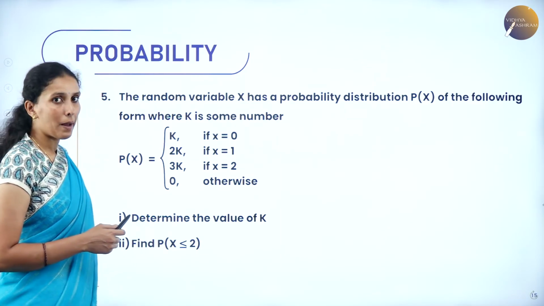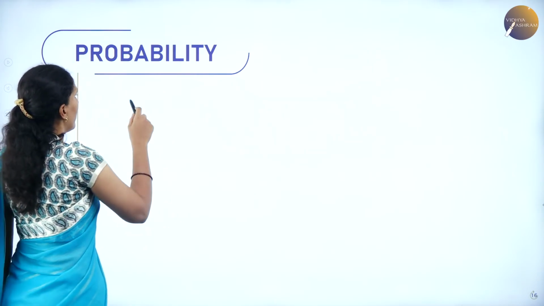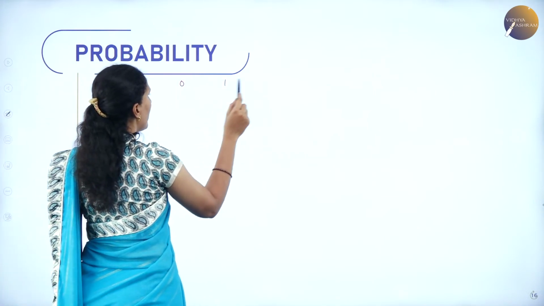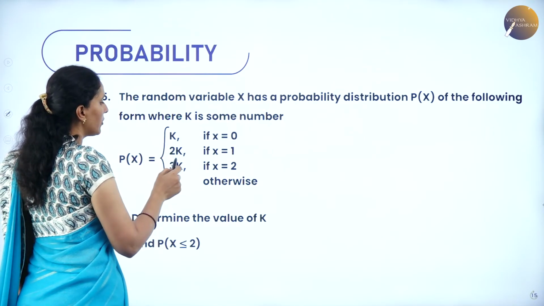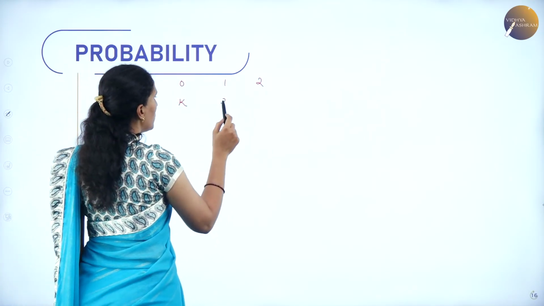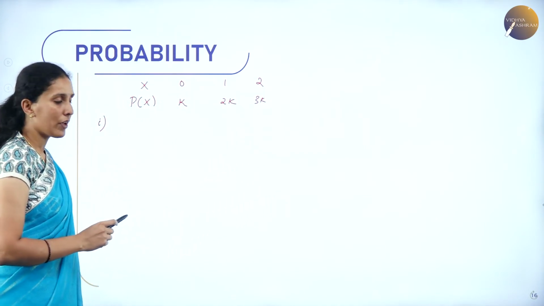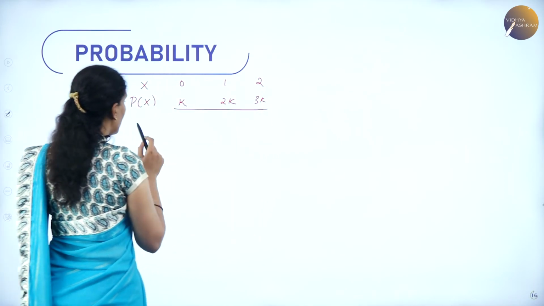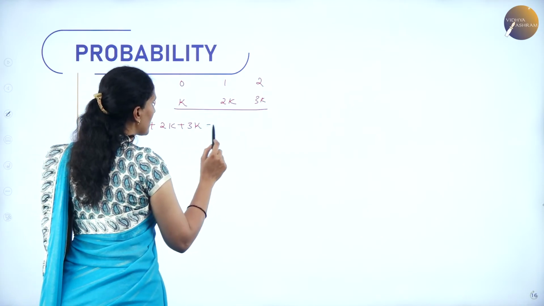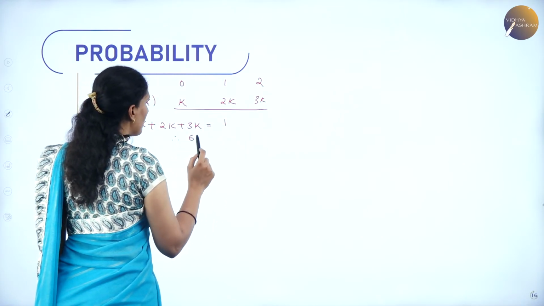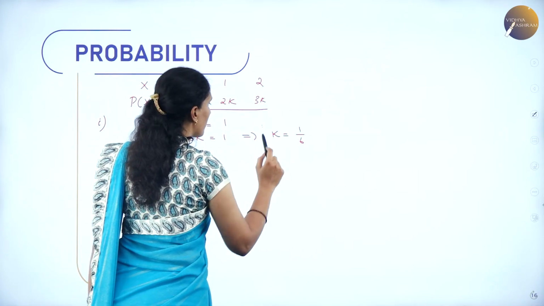First, let us write the probability distribution table. For X we have the values 0, 1 and 2, and the respective probability values are K, 2K, 3K. My first task is to find the value of K. When you add all the probabilities, K plus 2K plus 3K, the value is 1. Therefore, we have 6K is equal to 1. This implies K is equal to 1 by 6.